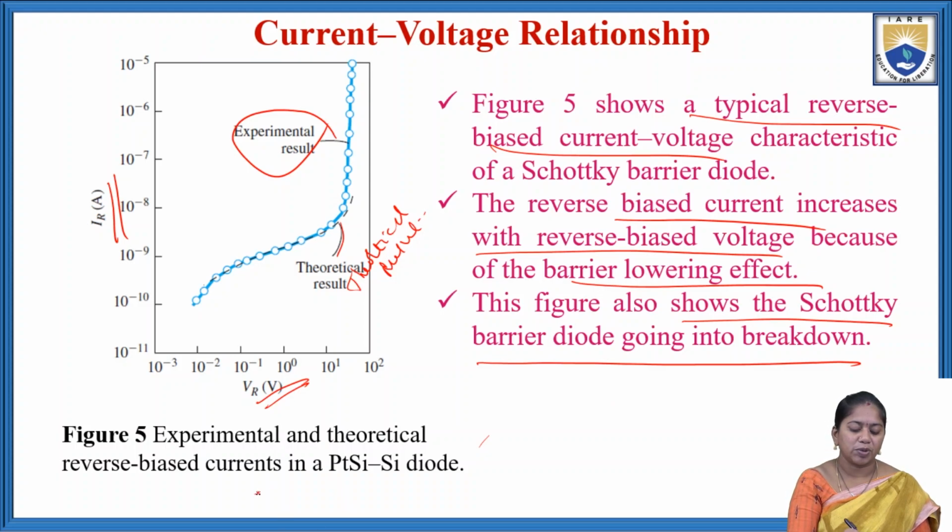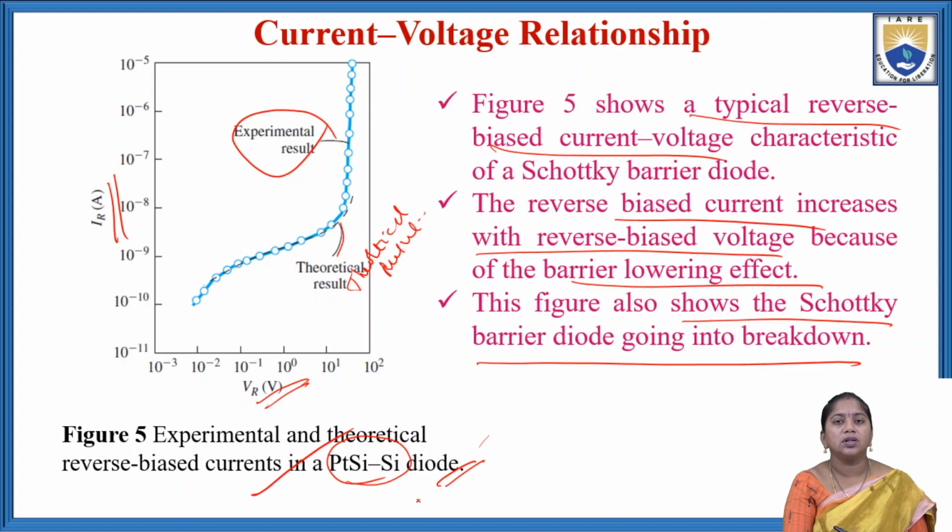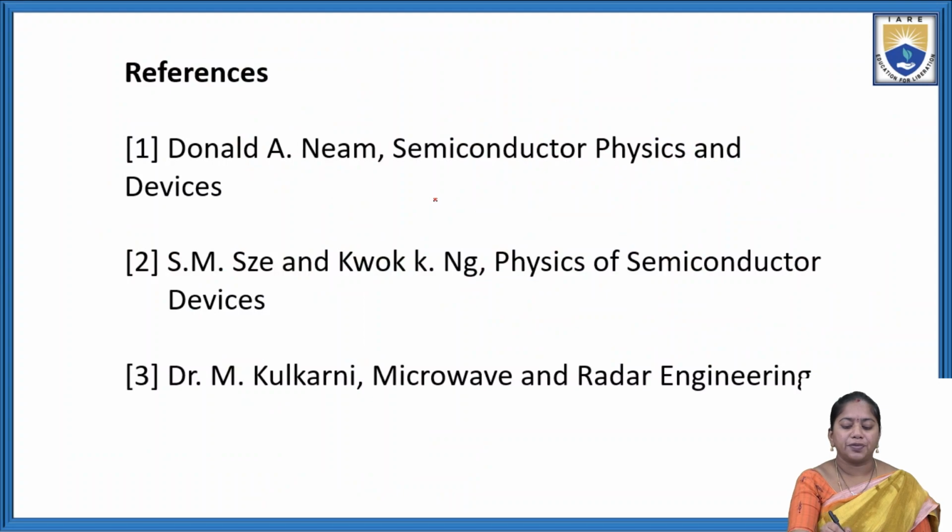This is the comparison of the experimental and theoretical reverse biased currents in platinum silicon and silicon diodes. That is the current voltage relationship. So these are the references for the semiconductor physics.